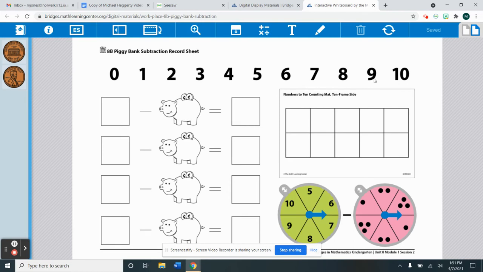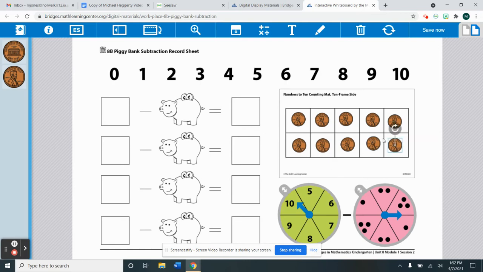So the first thing you are going to do is spin the number spinner, and I got a 10. So I'm going to place 10 pennies into my numbers to 10 counting mat to help me see my subtraction problems. So this is where your learning target is. I can use objects and equations to represent subtraction.